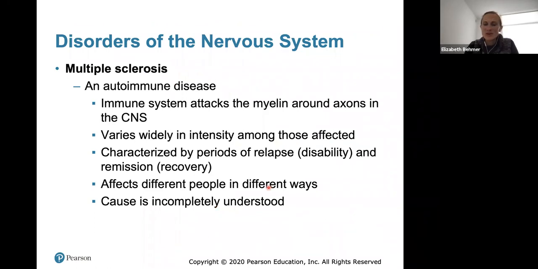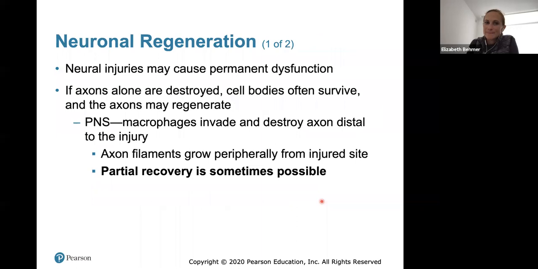Some disorders in the nervous system: multiple sclerosis is an autoimmune disease where the immune system attacks itself. It attacks the myelin around axons in the central nervous system. It varies widely in intensity among those affected. It's characterized by periods of relapse, disability, and remission or recovery. It affects people in different ways. For some reason, women are most affected, and it can sometimes affect women as early as 30, and its cause is incompletely understood at this time.